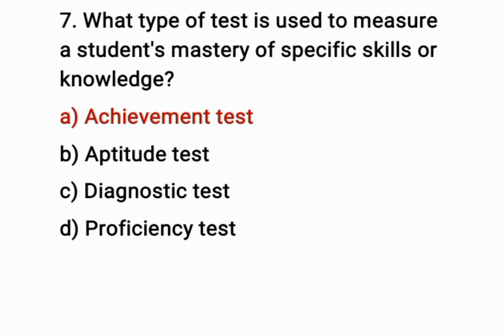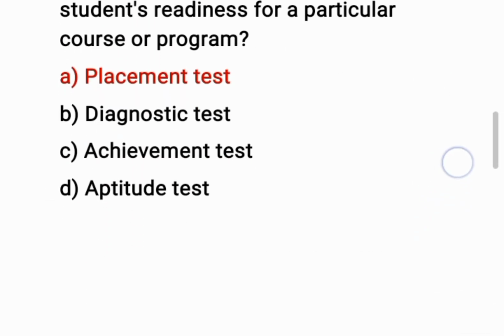Okay, question number 7. What type of test is used to measure students mastery of specific skill or knowledge? The correct option is A. Achievement test.